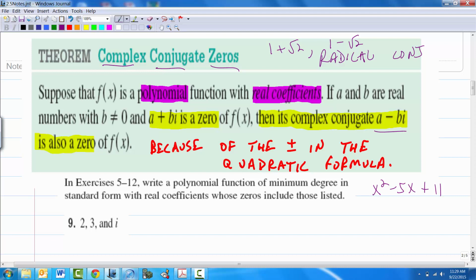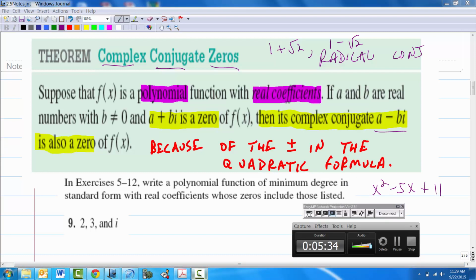as well. Okay, let me stop this. I keep losing this. Oh, that didn't stop the movie. Good thing I didn't say anything bad.